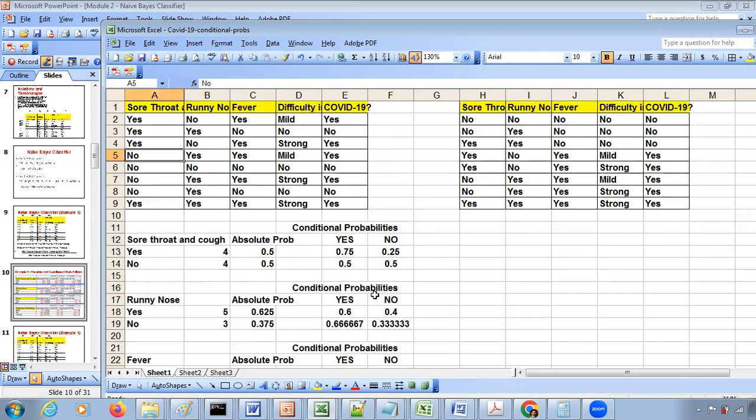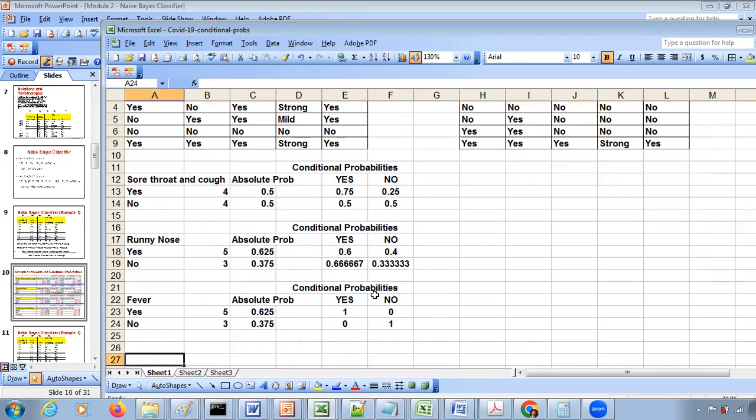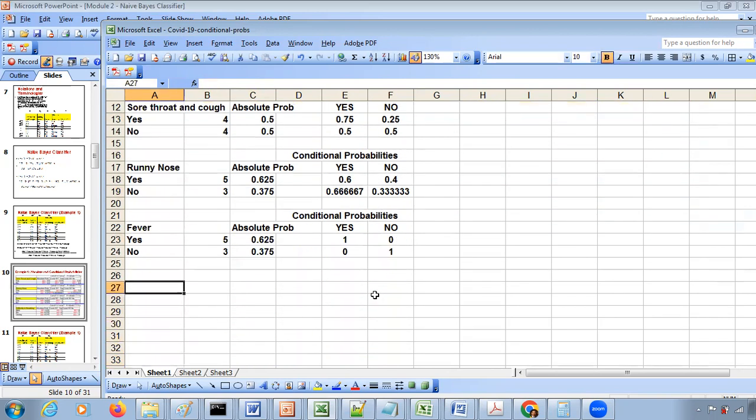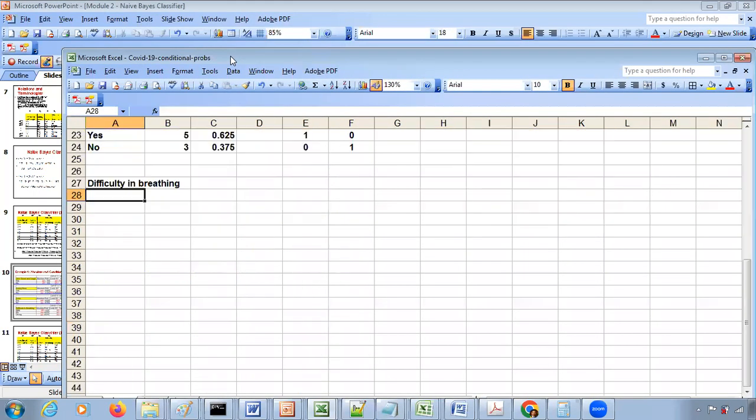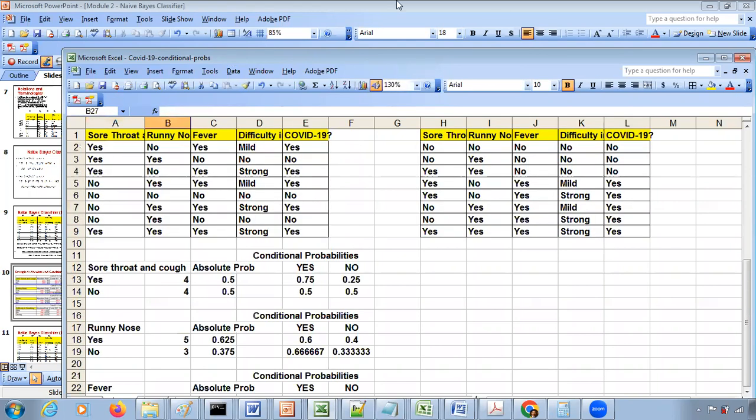And the last feature is difficulty in breathing. There are 3 feature values here, which are mild, no, and strong. It doesn't matter, but let's do it. It could be no, mild, or strong, so there's an order here. And we'll just count the number of records that have these feature values for difficulty in breathing.